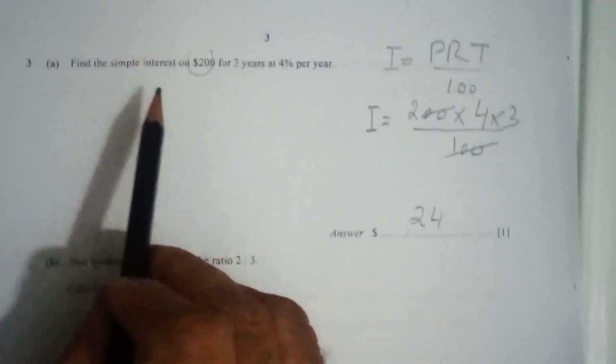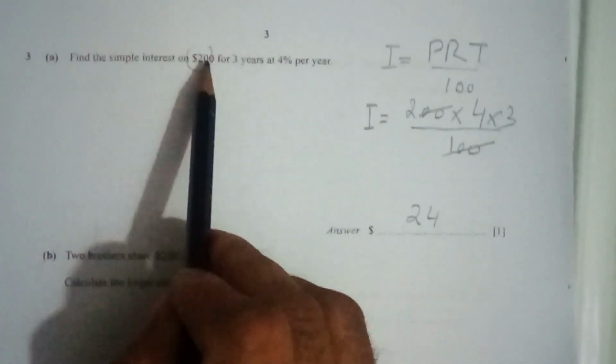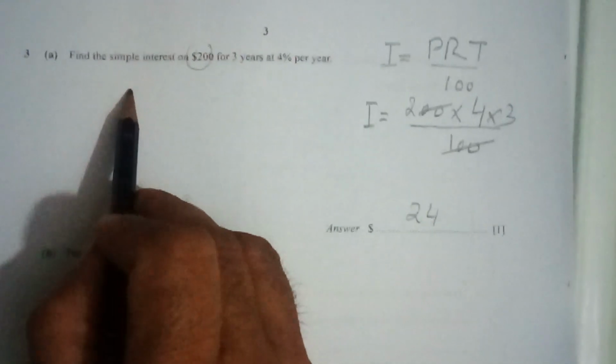So the second way is a very straightforward way. First calculate the 4% of 200, which is 8.